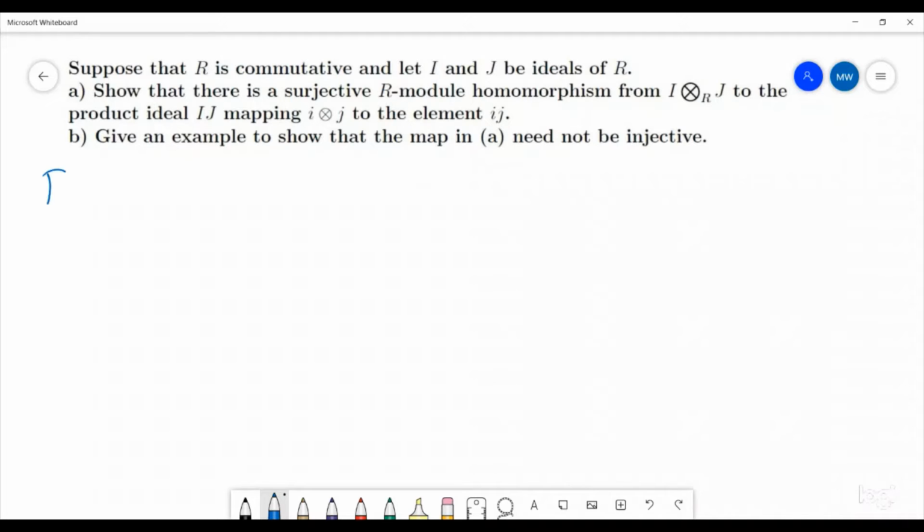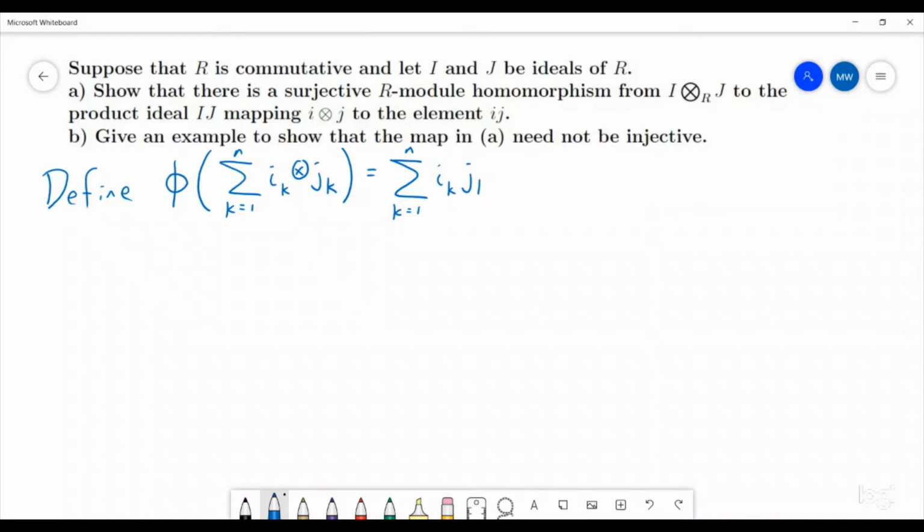For this one, we're going to start by defining a function. The way we're going to define this is phi of the sum from k equals 1 to n of i_k tensored with j_k is equal to the sum from k equals 1 to n of i_k j_k. So phi is defined from I tensored J to IJ. There we go, we have our function, and so now we just have to prove that this is a surjective R module homomorphism.